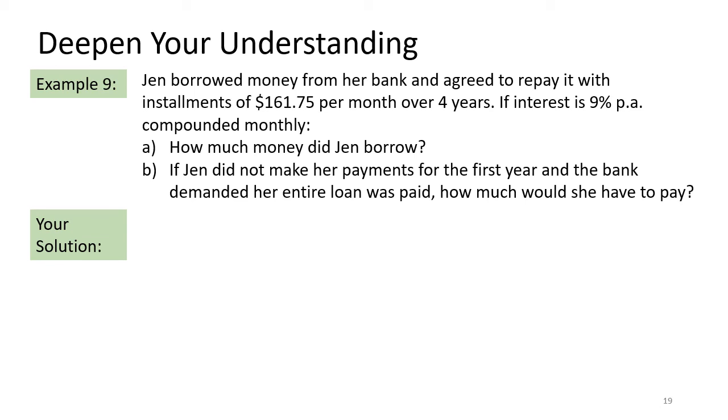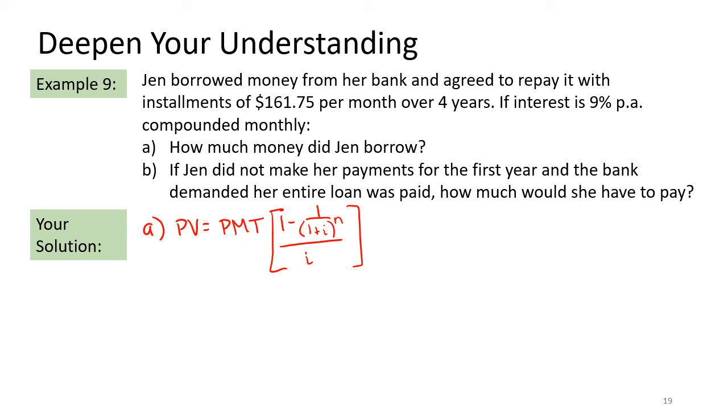So, just like the last question, this piece seems pretty straightforward, okay? Means we need to know how much she borrowed. She's paying it back in installments, so we need to find the present value. So for part A, present value is equal to your payment multiplied by 1 minus 1 over 1 plus your periodic interest rate, it's the exponent n, divided by your periodic interest rate.